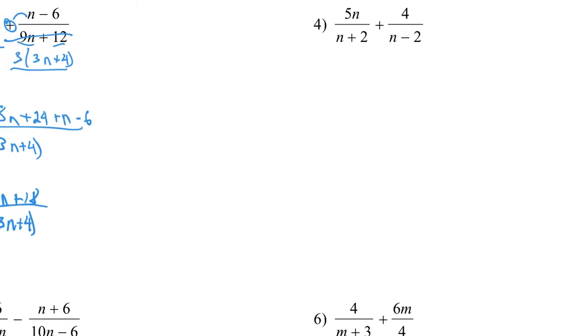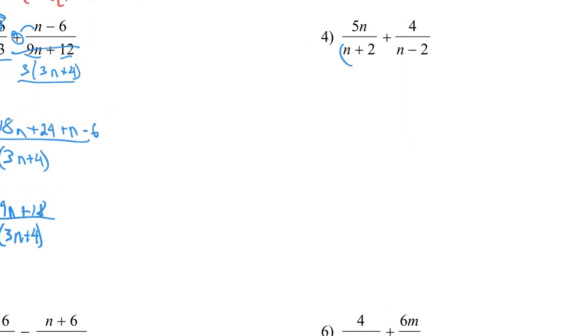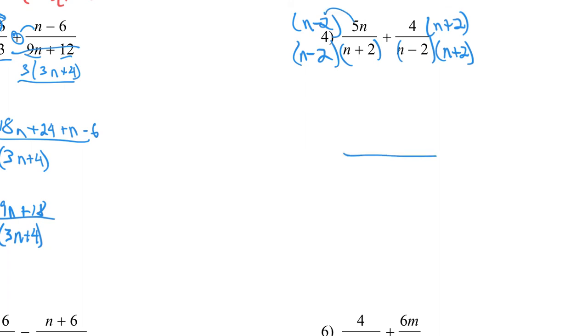Okay, number 4 doesn't have anything to factor, right? They're already factored, but they're not the same. They're different, so we need to switch both of them. On the first one, we need an n minus 2 on top and bottom, and then on the second one, we need an n plus 2. Okay, so now look at the denominators. The denominators are the same. You got an n minus 2, and there it is, n minus 2, right? N plus 2, n plus 2. So we got the same denominator, so we're good to go. Just distribute in the numerators, combine like terms, put it over your common denominator, and that's all there is to it.